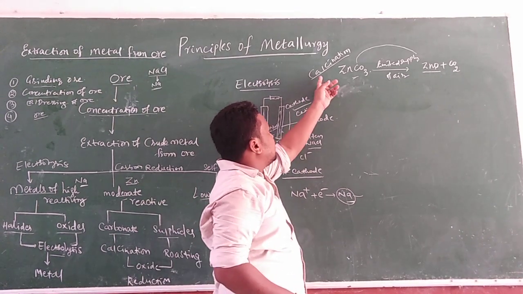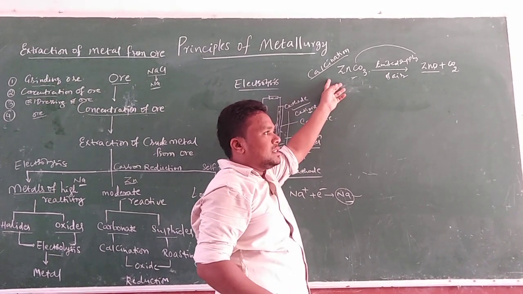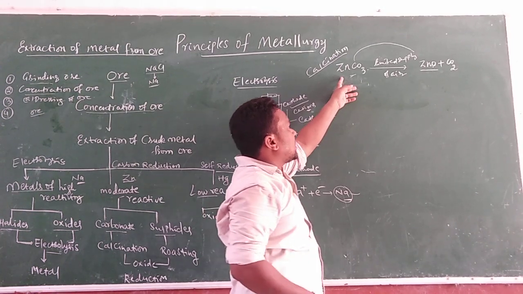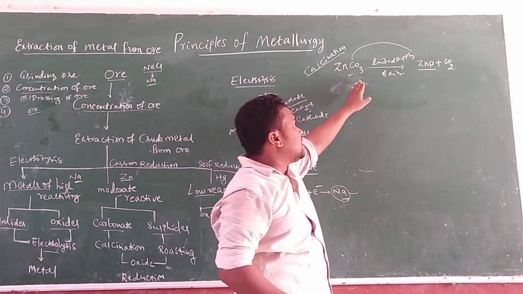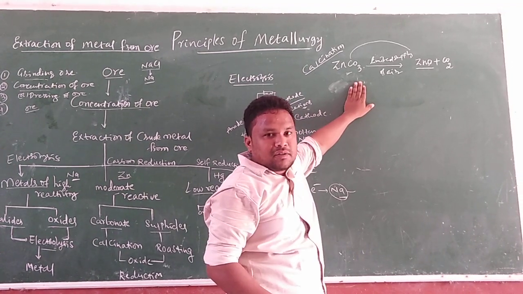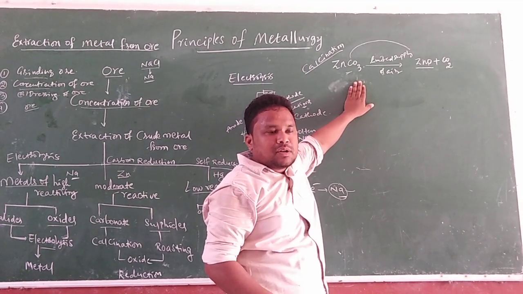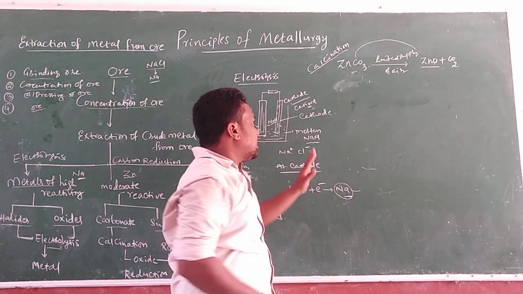What is calcination? Calcination can be defined as the conversion of carbonates of metals into oxides of metals in the presence of a limited supply of air, that is, oxygen. That process name is said to be calcination. Okay, that one is completed.